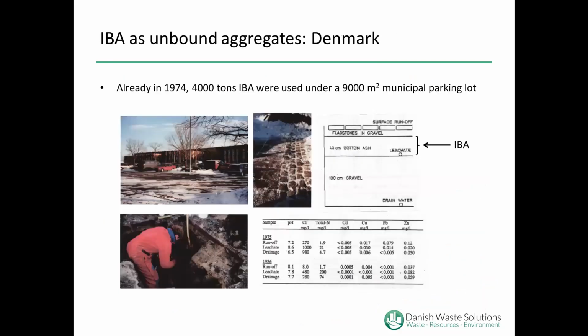So if we go to Denmark, Denmark has a long history and experience in utilization of bottom ash. Already in 1974, 4,000 tons of bottom ash were used under a 9,000 square meter parking lot. Monitoring of leachate from both the bottom ash layer and the gravel layer beneath the bottom ash was included. Of course, back then they were only monitoring a couple of elements, but it was the start.